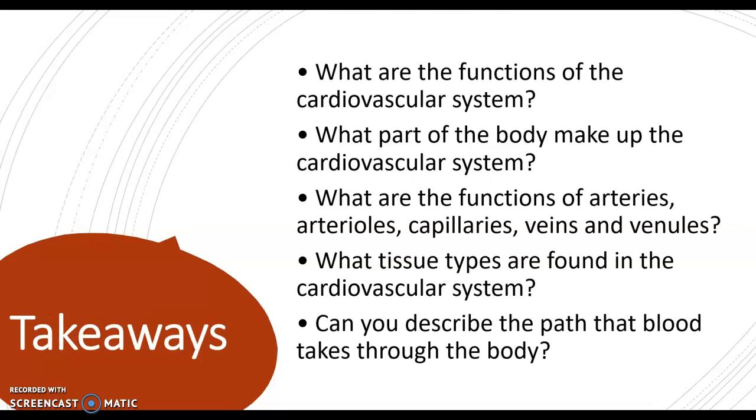Our takeaways for chapter 5. What are the functions of the cardiovascular system and what parts of the body make up that system? We want to look at the individual functions of arteries, arterioles, veins, venules, and capillaries. And then we want to be able to define or identify what types of tissues are found in the cardiovascular system. A lot of those questions, what are the functions, what are the tissue types, and what parts of the body, those are the main questions that we are going to be looking at through all of the human body systems. So which parts make up that body system and what do they do?